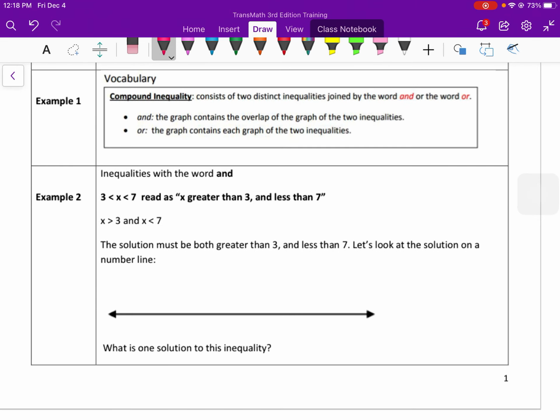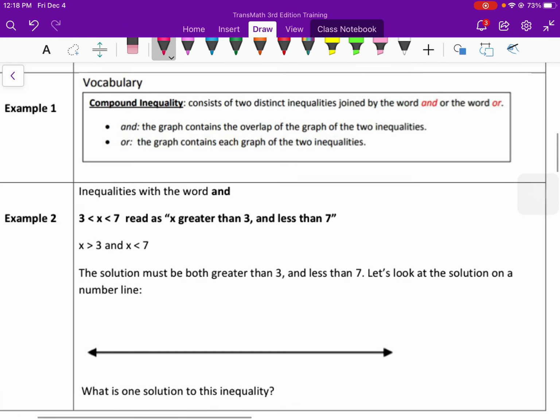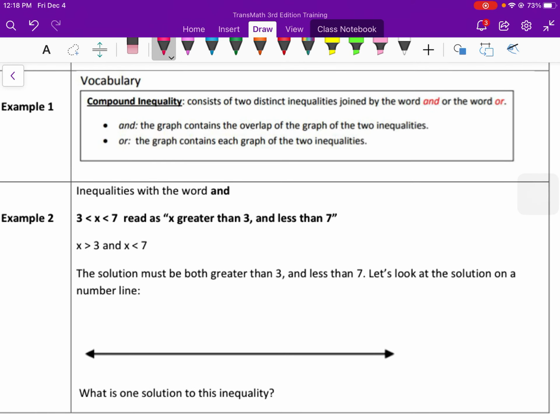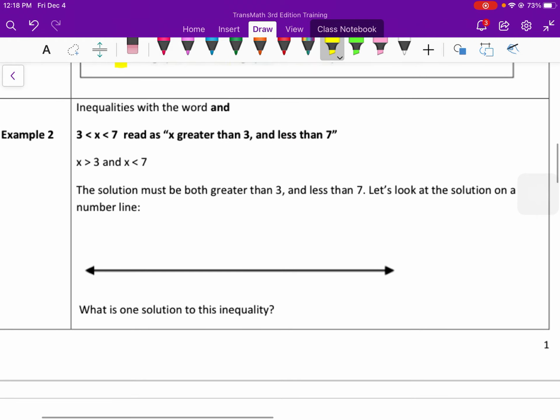Then next we're going to talk about compound inequalities. A compound inequality consists of two distinct inequalities joined by the word and or the word or. With and, the graph contains an overlap of the graph of the two inequalities. With or, the graph contains each graph of the two inequalities. So let me show you what that looks like.